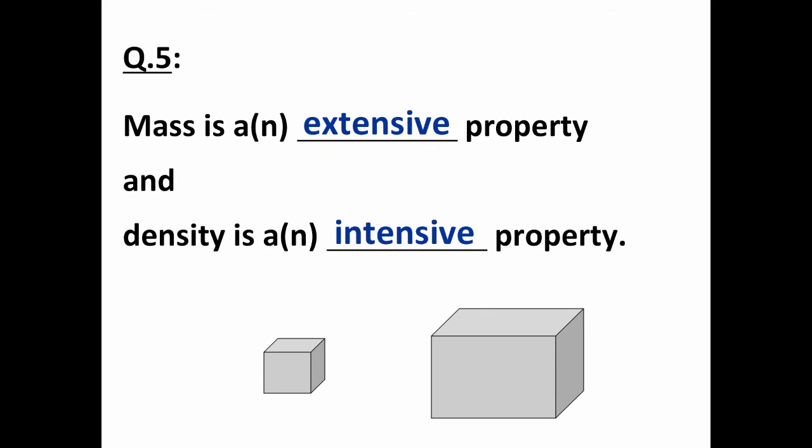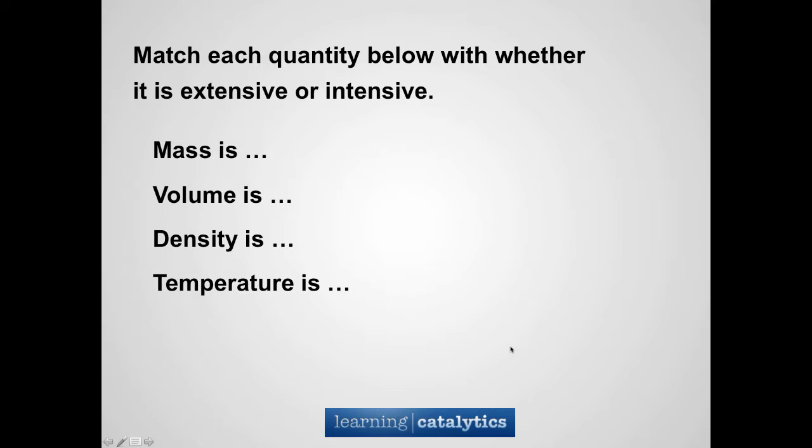However, density is what's called an intensive property because, again, let's say we're talking about aluminum, the density of this small piece of aluminum and the density of this large piece of aluminum are the same. Both have the same ratio of mass to volume, and that's what an intensive property is. It doesn't change its value even if the amount of substance changes.